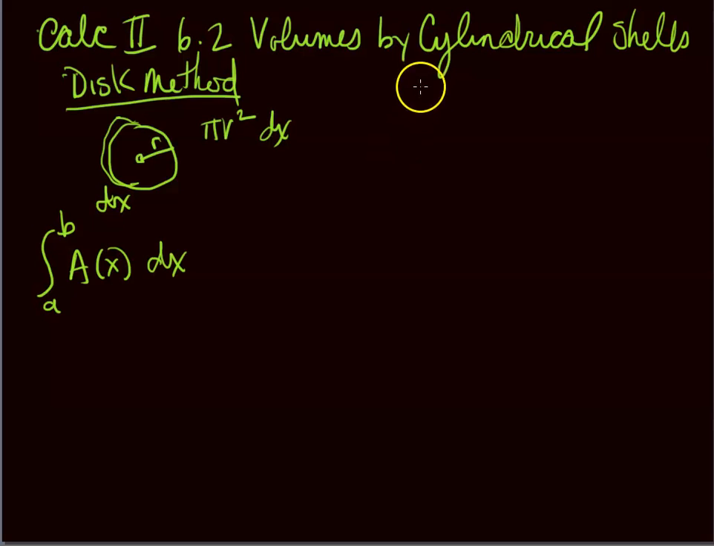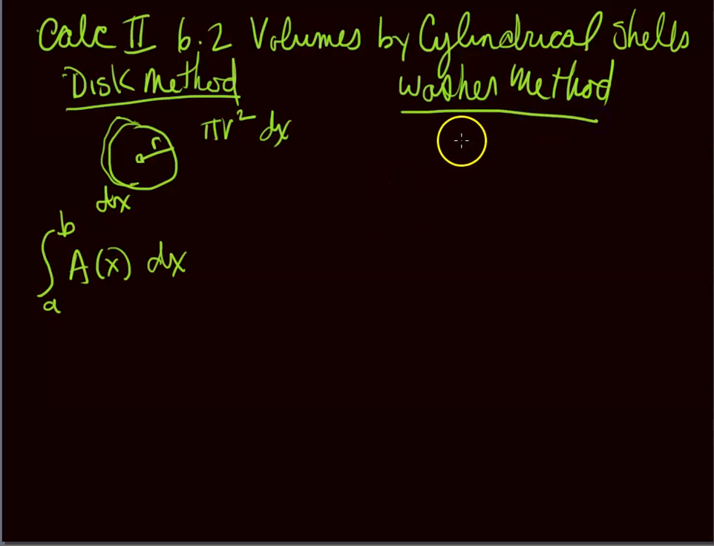Now, we also then had the washer method. The washer method was similar to the disk method, except with that thickness, which could be dx or dy depending. We also had a hole in the middle. That's what made it a washer. So we had a little radius and a big radius.